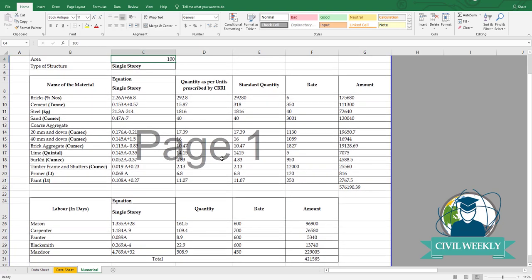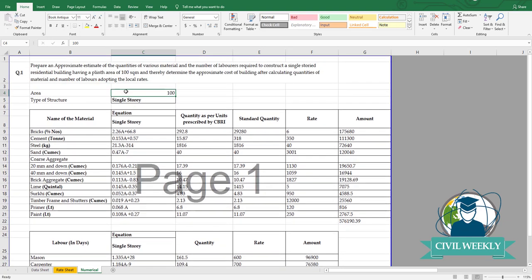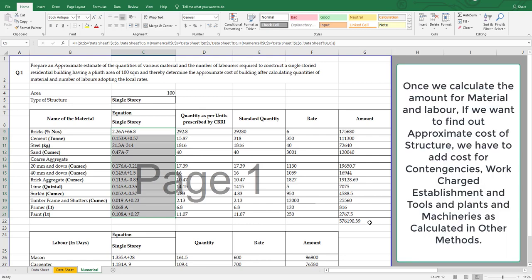square. So this is how you have to solve the numerical based on the CBRI method, and the CBRI method is there for single story, double story, 4 story. So in this particular case, if they are asking you to find out the cost for double story, in that case what will change? These equations will change, and then quantities will change. Those quantities you will have to convert in terms of standard units. So once those standard units are achieved, then you put the rate per standard unit and you will get the amount.